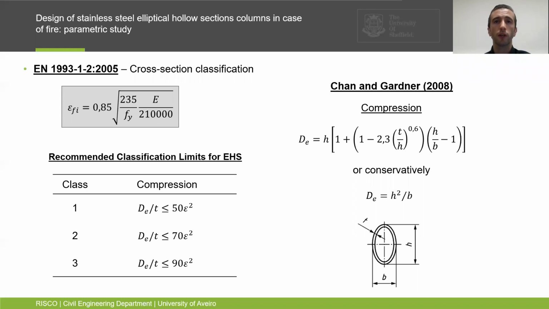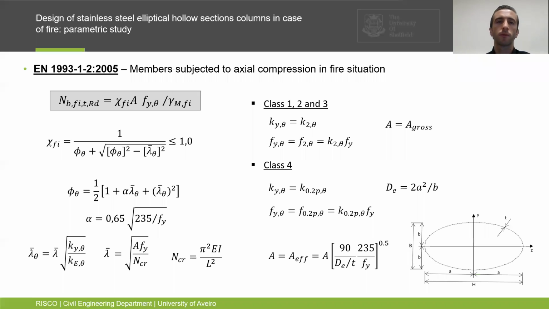About the fire design rules. According to Eurocode 3, it is necessary to classify the cross-section to evaluate the cross-section slenderness. However, there is no specifications for elliptical hollow sections in the current Part 1-2 of Eurocode 3. Therefore, according to previous references and researches, here are presented the recommended limits to classify elliptical hollow sections under compression and the equivalent diameter for columns.